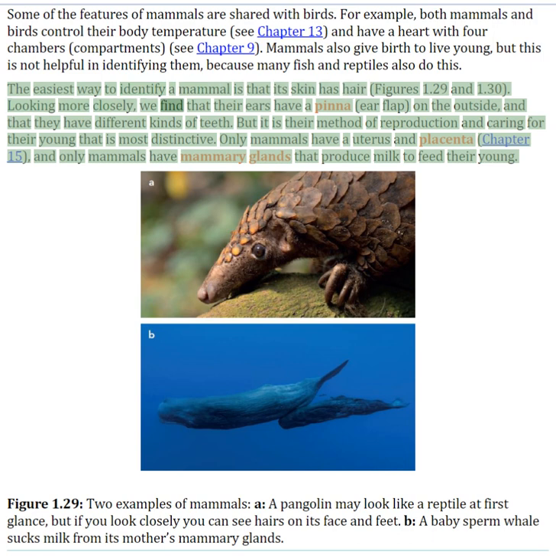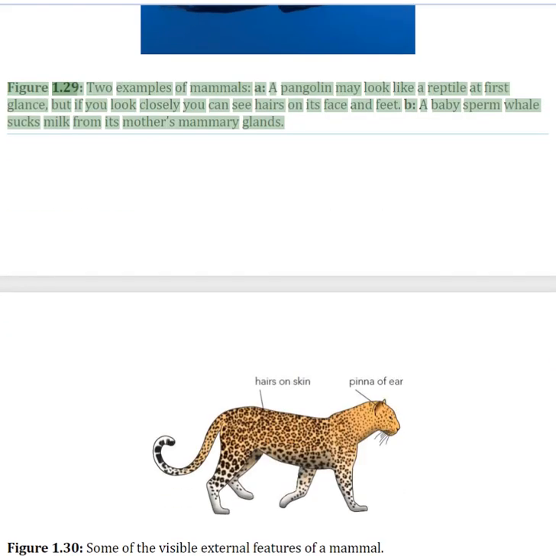Looking more closely, we find that their ears have a pinna on the outside, and that they have different kinds of teeth. But it is their method of reproduction and caring for their young that is most distinctive. Only mammals have a uterus and placenta, and only mammals have mammary glands that produce milk to feed their young. Figure 1.29. 2 examples of mammals. A. A pangolin may look like a reptile at first glance, but if you look closely you can see hairs on its face and feet. B. A baby sperm whale sucks milk from its mother's mammary glands.